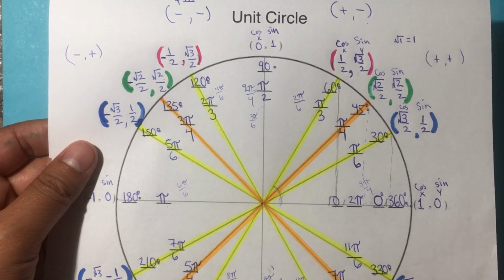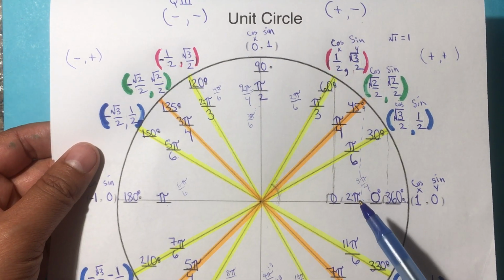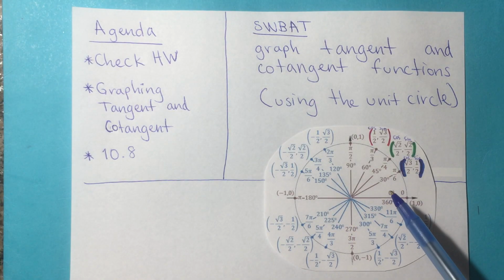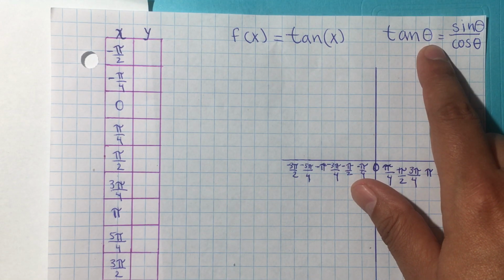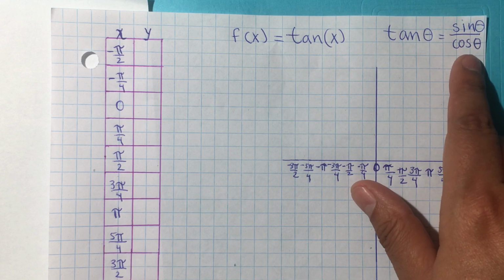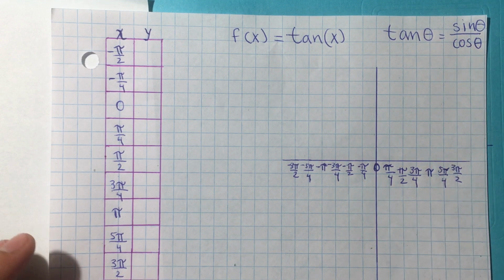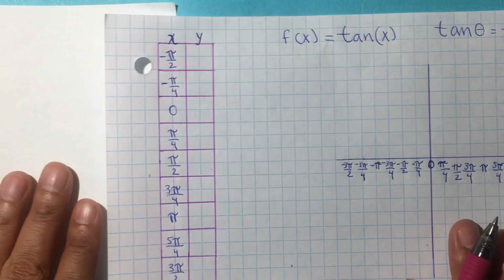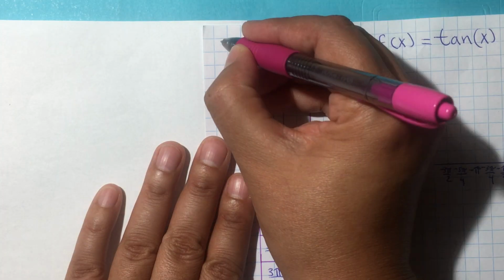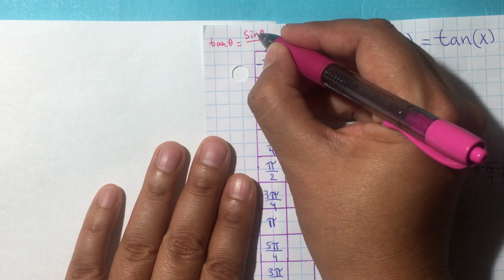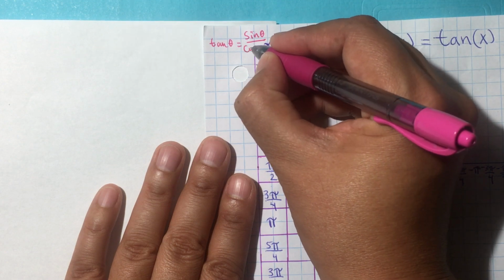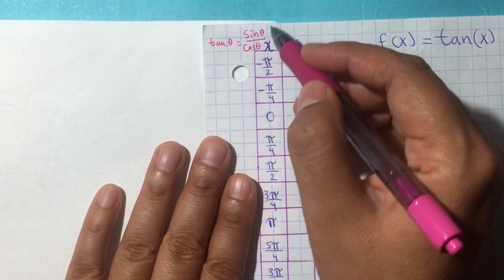And you can use the one that we filled out together, or you can use a smaller version if you wish. And for this lesson, we need to use the formula that tangent of theta is equal to sine of theta over cosine of theta. I'm going to write it here: tangent of theta equals sine of theta over cosine of theta. Okay, that's what we're going to be using.